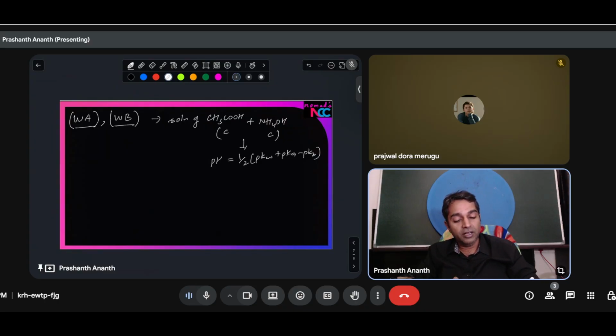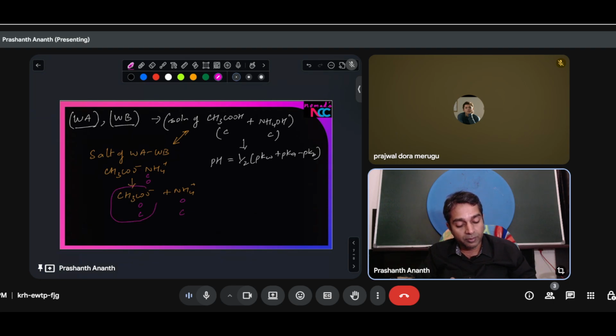In the same way, we can also have a salt of a weak acid and weak base, like say CH3COO minus NH4 plus. What will this produce? This will produce CH3COO minus plus NH4 plus. Both of them will be 0, 0 in the beginning. This should have been C in the beginning, becomes 0, 0, 0 in the beginning. This will become C and C. So again we are having both of them present in the solution and in equal concentration, hence we will apply the formula over here. But any general salt of weak acid, weak base technically will behave as a buffer.